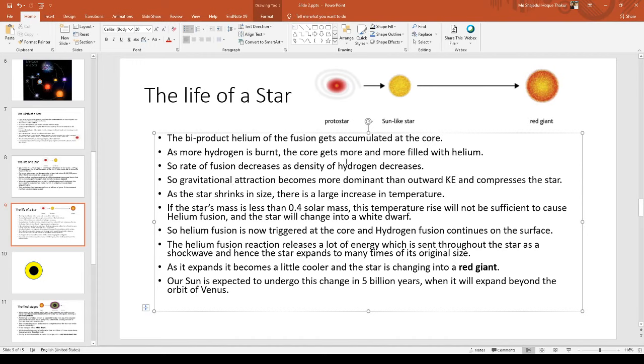as the density of hydrogen decreases, the rate of fusion decreases. Okay. So as rate of fusion decreases, gravitational attraction becomes more dominant than outward kinetic energy and compresses the star. Understand this? Previously there was a lot of hydrogen fusion reactions, so there was a lot of radiation pressure. But now there are less fusion reactions because the rate of fusion has decreased, because the density of hydrogen has decreased.